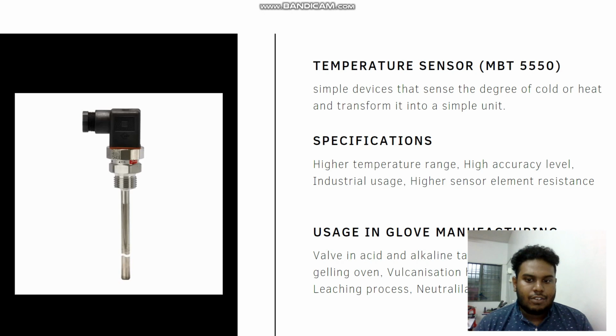The usage of this sensor in glove manufacturing is that it is used in the valves in alkaline and acid tanks, gelling oven, vulcanization tank, leaching process, and neutralization process. So we use the temperature sensor in these tanks to make sure the chemical or the liquid level is at the correct amount or at the correct degree of Celsius, so that the product will be made at the correct standards that we choose. So next, my team members will continue the presentation.